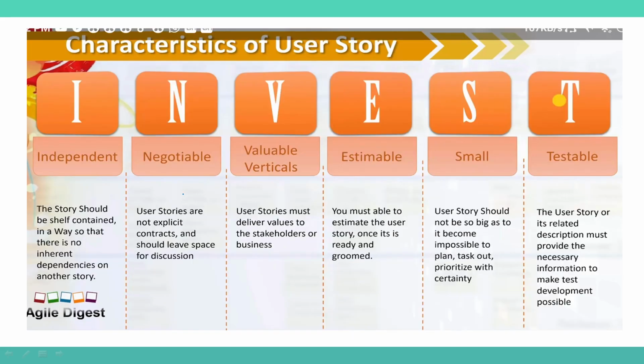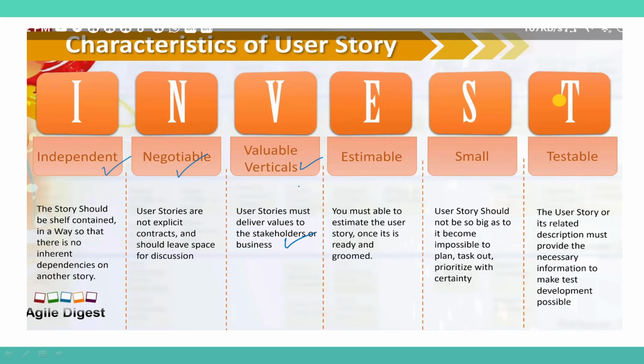Then the major characteristics of your story. The major characteristics of the user story are these. One, it should be independent. Each one should be independent. Then it should be negotiable. That means if you want to make any changes, it should be possible to change. Then valuable verticals. Stories must deliver values to stakeholders or business. As we said earlier, we write something called benefit there.